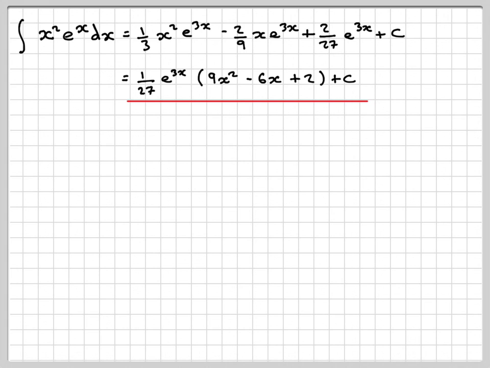So this has been an integration by parts, where you in fact have to integrate the function twice. I hope you've understood, and I thank you very much for watching.